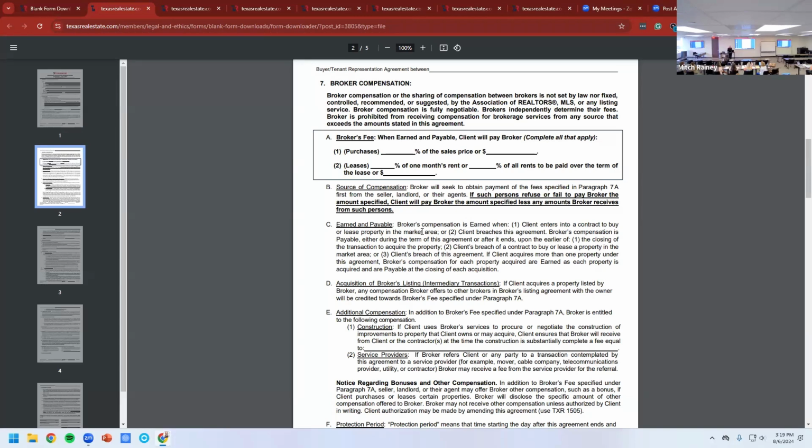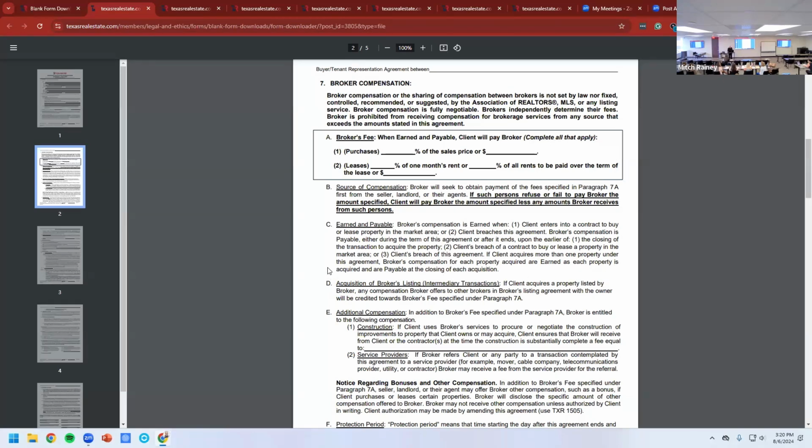All right, it's earned and payable when client enters into a contract to buy or lease property in the market area, or the client breaches the agreement. Broker's compensation is payable either during the term of this agreement or after it ends, upon the earlier of the closing of the transaction or the client breaching the contract to buy or lease a property in the market area. This would be after all the contingencies. You've gone through everything. The week before closing, your buyer says, I don't want that house. Well, our compensation is earned and they owe it at that point.